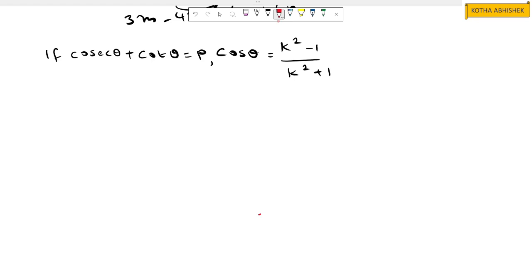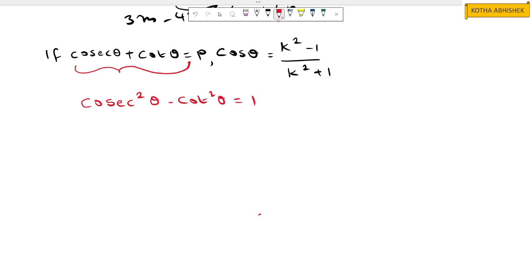If cosec theta plus cot theta equals some constant p, then show that cos theta equals k square minus 1 divided by k square plus 1. Now the given one is cosec theta plus cot theta equals p, right? Based on cosec theta and cot theta, we have one identity. First write that identity. Cosec square theta minus cot square theta equals 1.